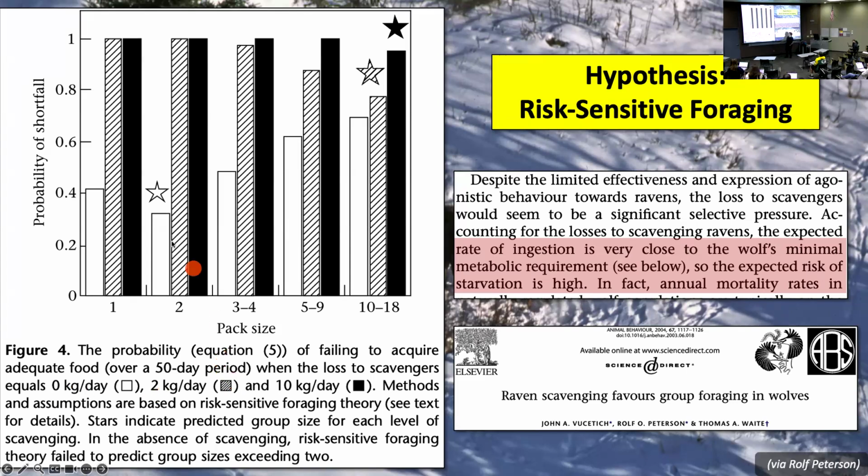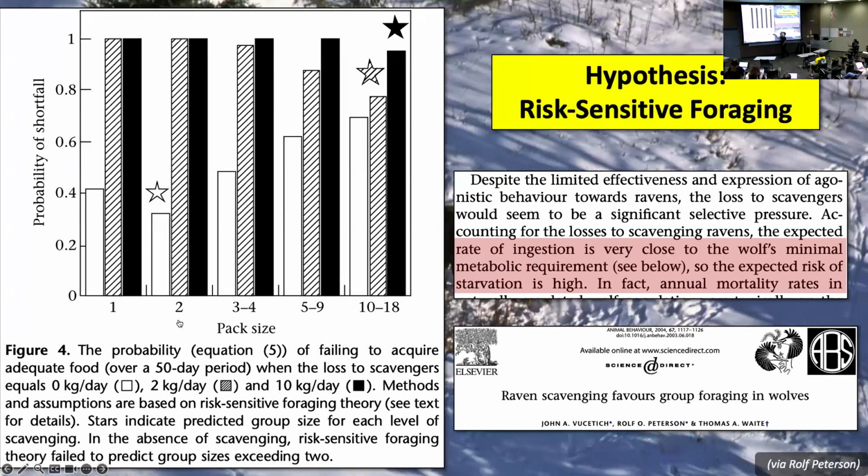And what they've got here is these white bars are, hypothetically speaking, if ravens were not scavenging. The hatched bars here are 2 kilograms a day lost to scavengers. And the dark bars are 10 kilograms a day lost to scavengers. And what you find is the white bars have a minimum at a pack size of about 2.